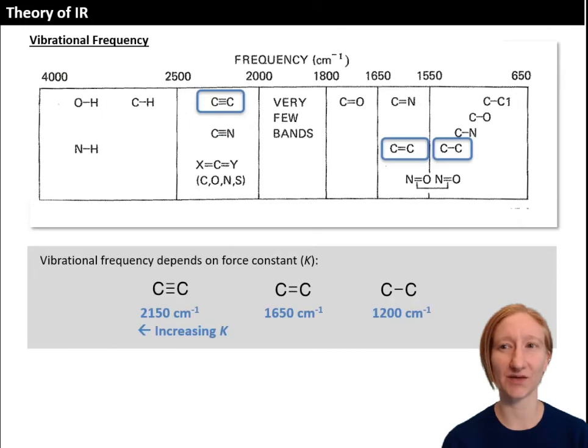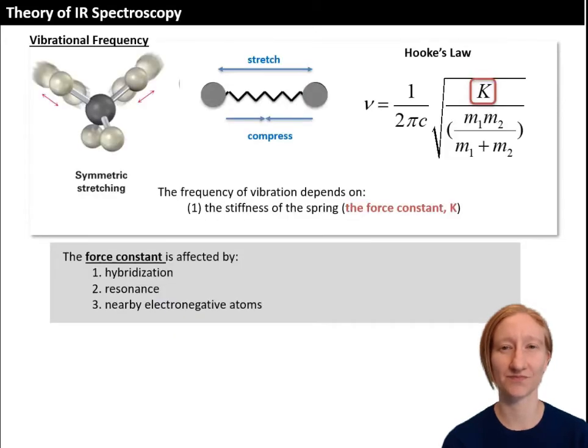And just to correlate that with the charts that you'll often see, that's visible here. The carbon-carbon triple bond is at a higher frequency than the double bond, which is at a higher frequency than the single bond. In the case of a triple bond versus a double bond versus a single bond, we know which one is stronger, which has the larger force constant. But some other cases are more subtle. There are a few factors that we can look at that will influence that force constant, that bond strength. And the first is hybridization.